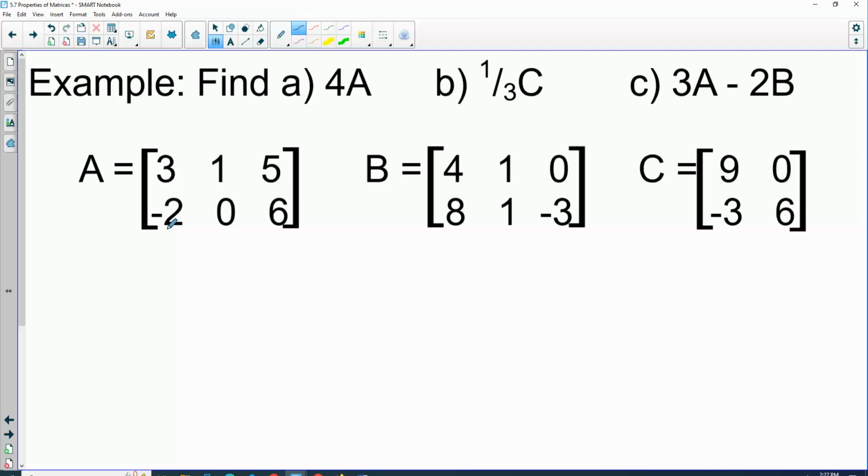Let's look at this problem. We're going to do a couple different operations here. So I'm putting 3 matrices up here.